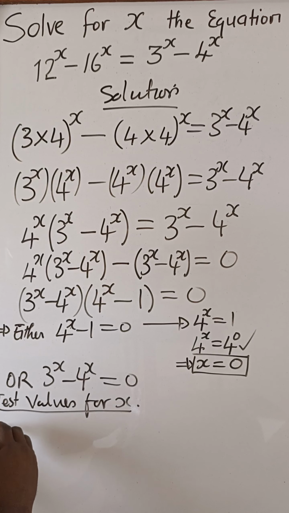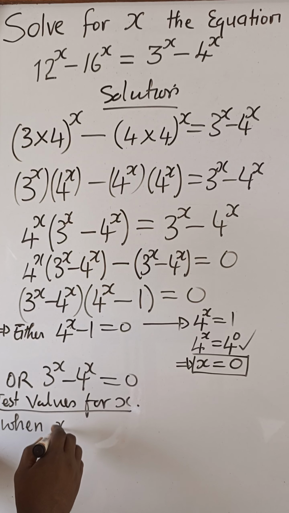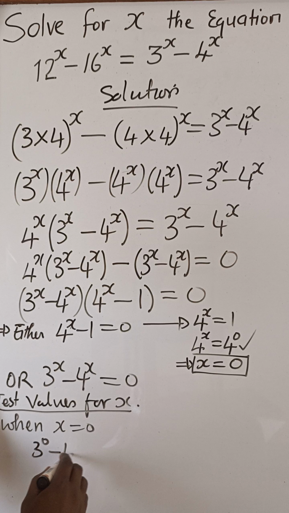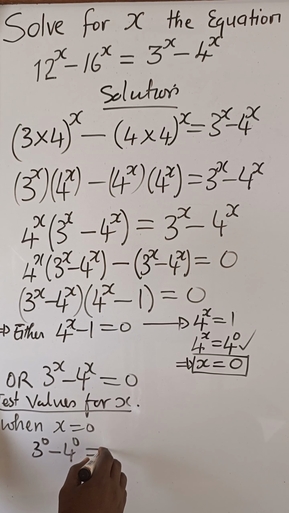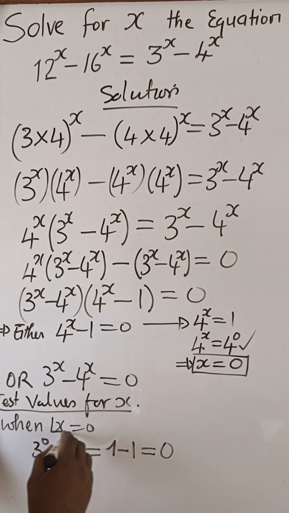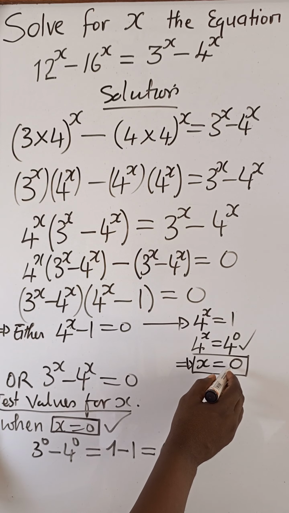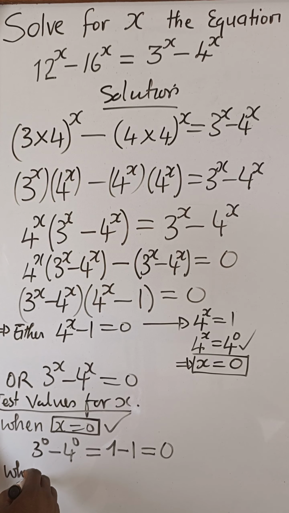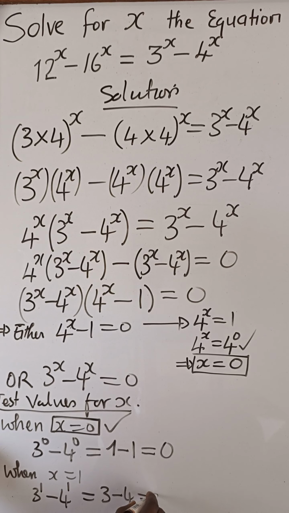Alright, so we start with 0. When x equals 0, what do we have? We have 3 to the 0 minus 4 to the 0. That will give us 1 minus 1, which gives us 0. It means that x equals 0 is a solution. That already confirms what we already had. And let's check, what about when x equals 1? When x equals 1, we have 3 to the power 1 minus 4 to the power 1. That will give us 3 minus 4, and this is negative 1. Negative 1 is not 0.